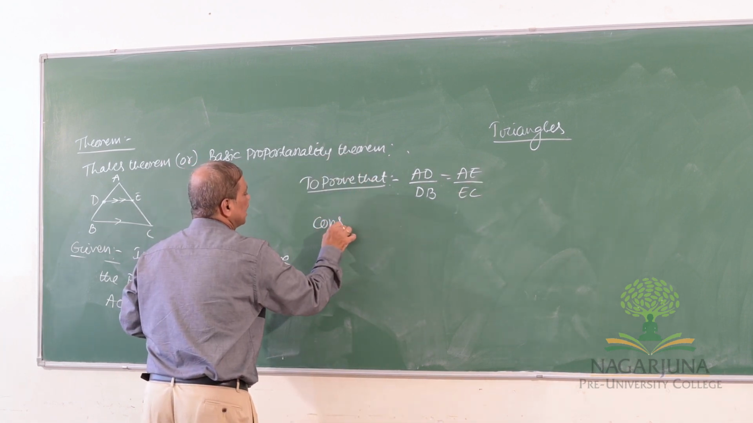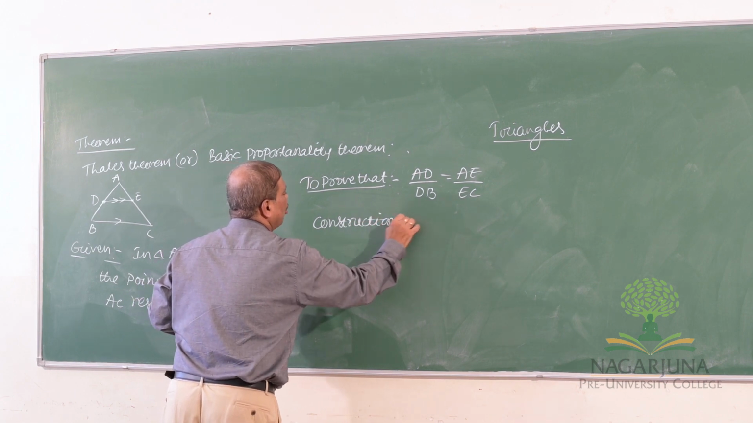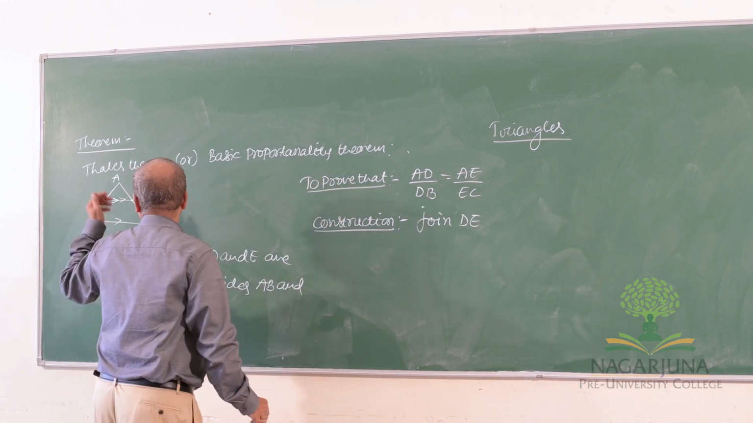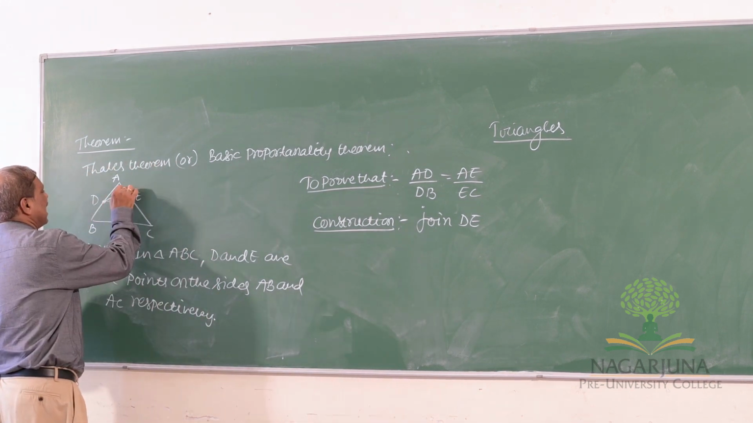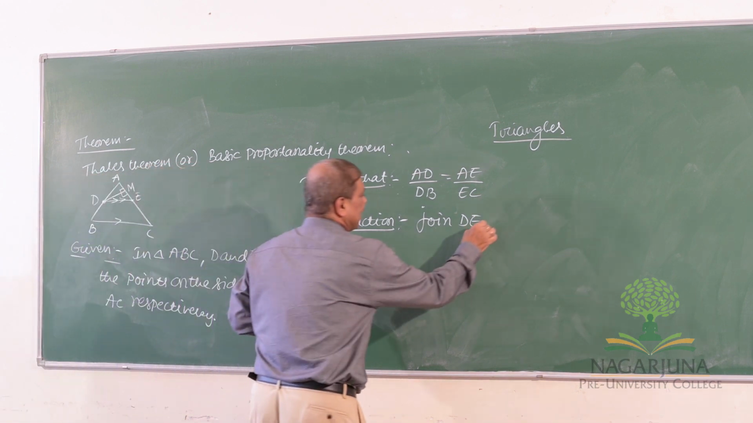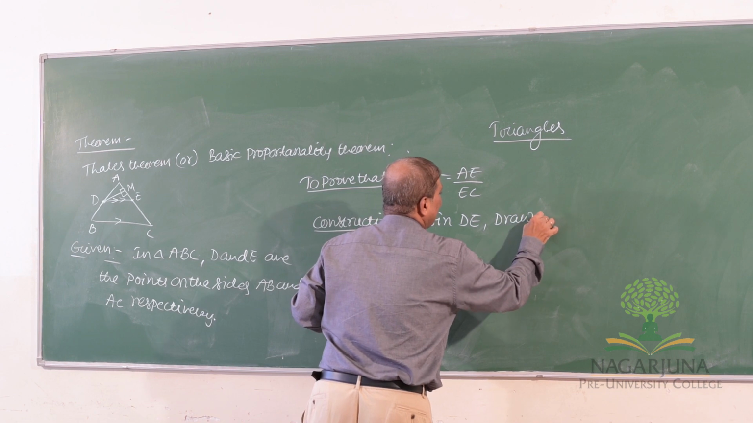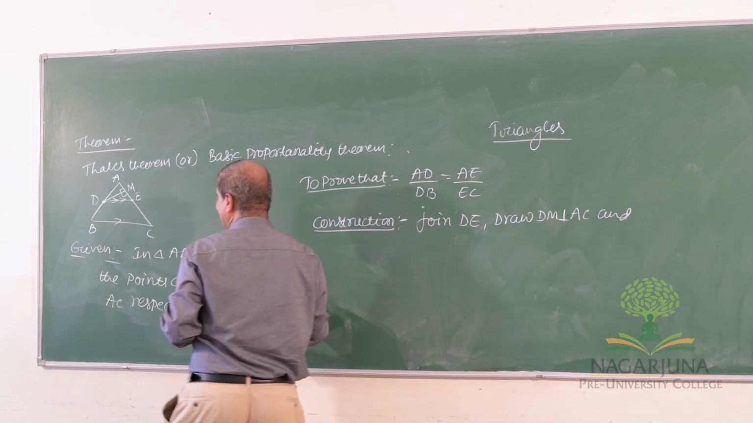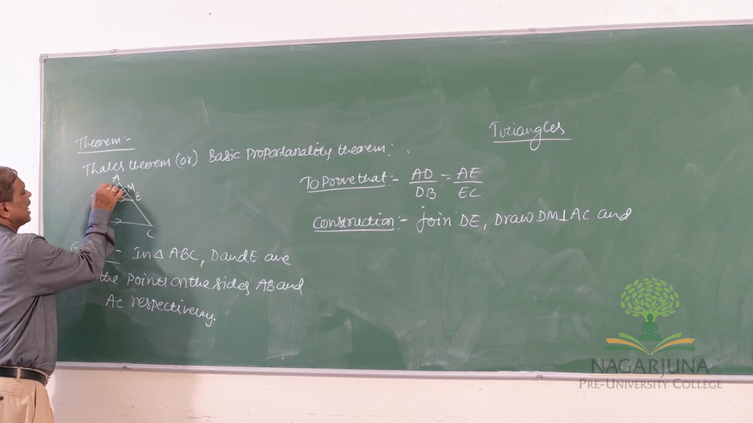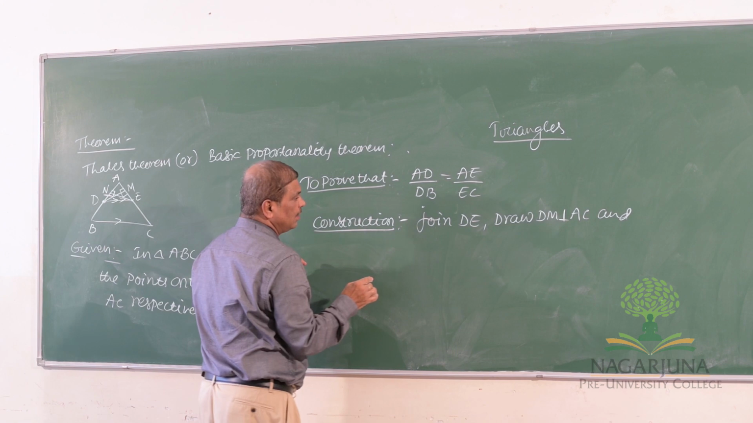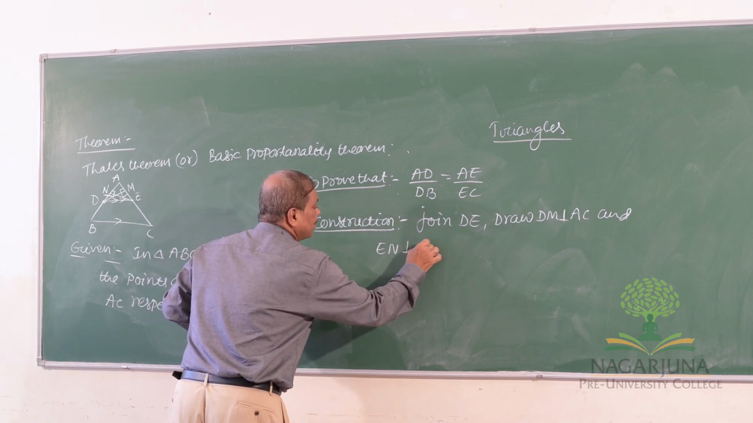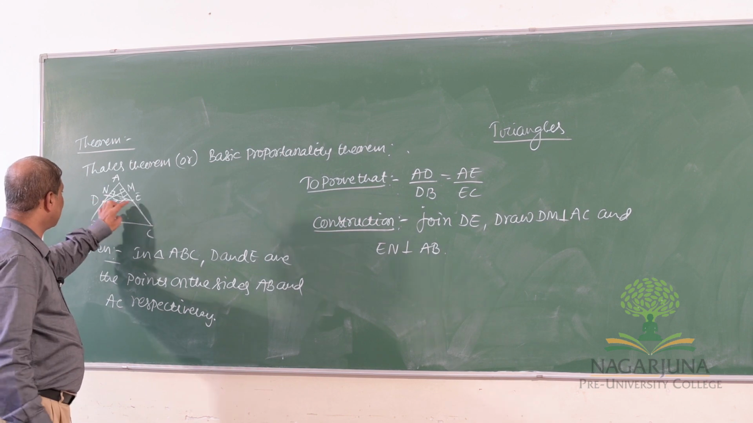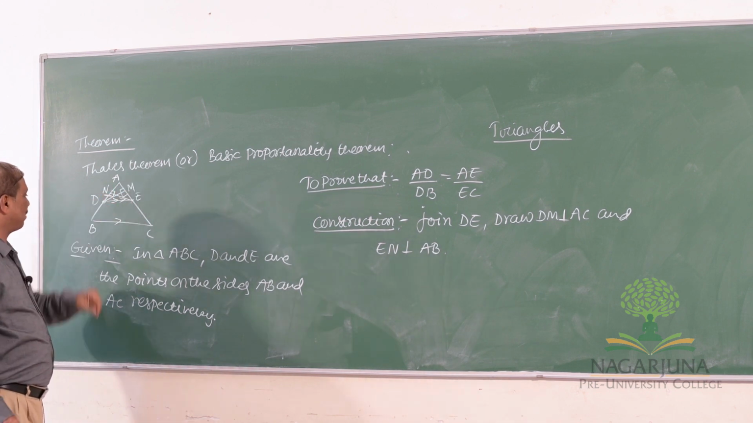So, construction. What is the construction? Join D and E, join DE. Then draw DM perpendicular to AC, and EN perpendicular to AB. So this is the construction: join DE, draw DM perpendicular to AC, and EN perpendicular to AB.